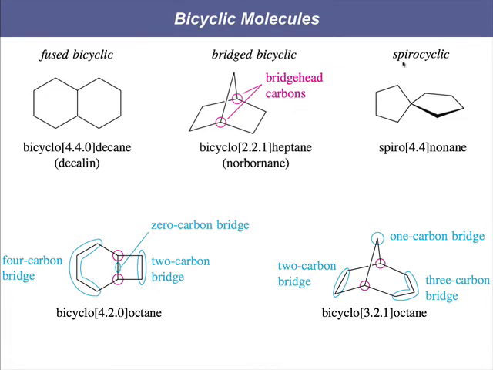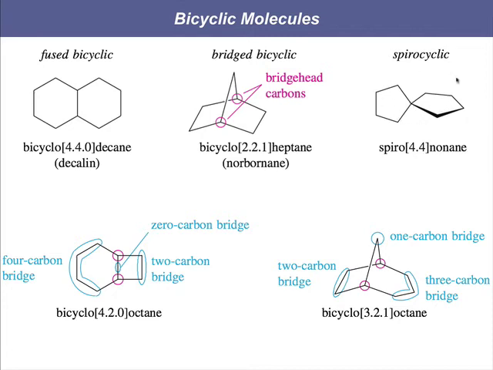This is called spirocyclic. Notice that in the fused bicyclic and bridged bicyclic, the two rings share two carbons. Here, the left ring and the right ring share these two carbons right here. 1, 2. Here, the 6-membered ring and the 5-membered ring share the bridgehead carbons, two carbons there. In the spirocyclic bicyclic molecule, they only share one carbon.